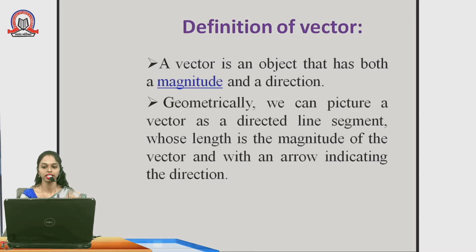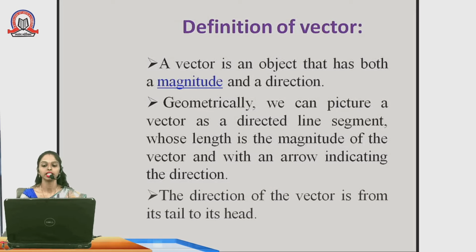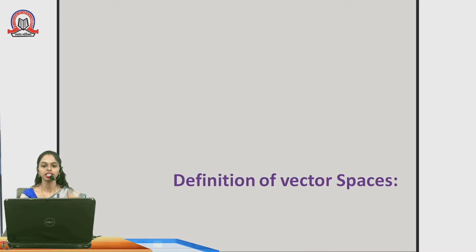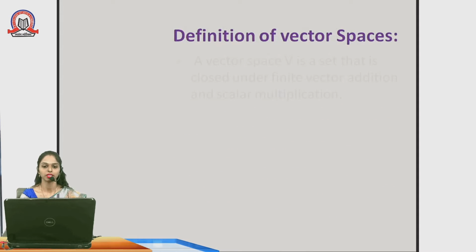That is, geometrically, we can picture a vector as a directed line segment whose length is the magnitude of the vector with an arrow indicating the direction. That is, the direction of the vector is from its tail to its head. Now we see the definition of vector spaces.